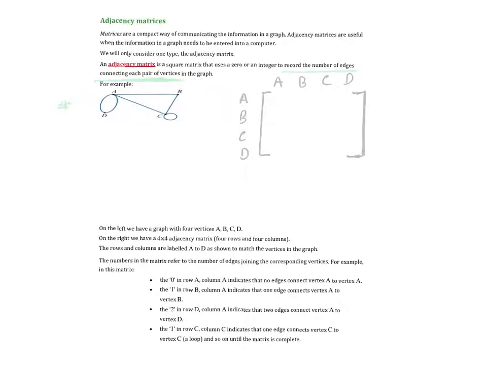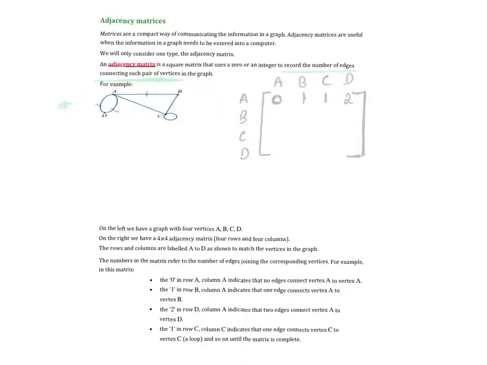So let's start. How many edges are there that connect A to A? And hopefully for you, the answer is 0. How many edges are there that connect A to B? Can you see it? There is 1. A to C, again, there is 1. And A to D, there are 2. Okay, so you've got 1 and 2 there. Let's do the next row.